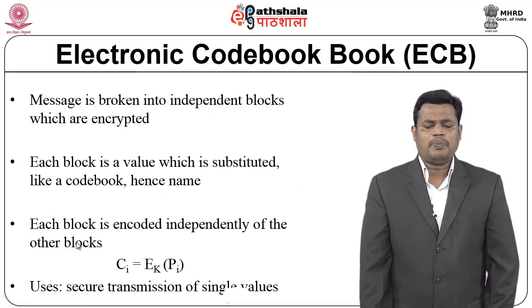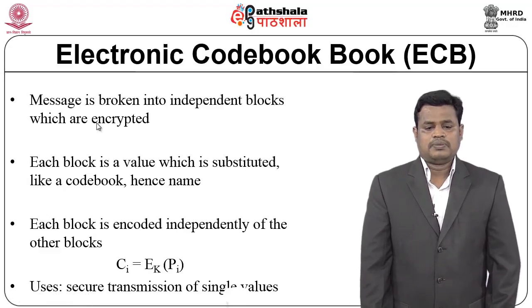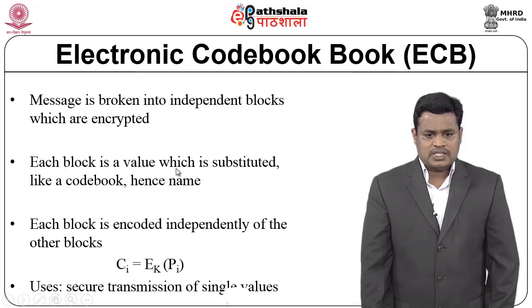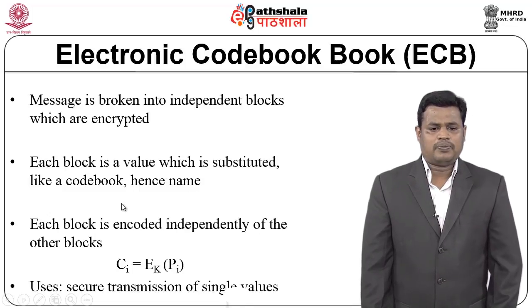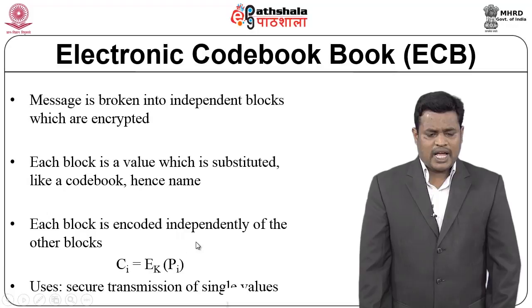Now, we are going to see the modes of operation one by one. The first one is Electronic Codebook, ECB. In ECB, the message is broken into independent blocks which are encrypted. I take each part of the message as an independent block, and each block is a value which is substituted like a codebook, hence the name electronic codebook. Each block is encoded independently of the other blocks. That is also a drawback for this type of operation.